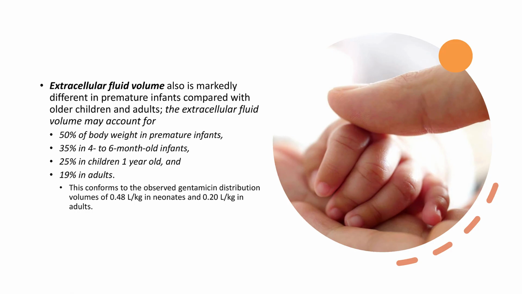Extracellular fluid, ECF, volume also differs markedly between premature infants, older children, and adults. In premature infants, the ECF may account for up to 50% of body weight, compared with 35% in 4 to 6-month-old infants, 25% in 1-year-old children, and 19% in adults. These variations are reflected in the pharmacokinetics of certain drugs. For example, the distribution volume of gentamicin is 0.48 L/kg in neonates compared with 0.20 L/kg in adults, demonstrating how age-related differences in body composition can affect drug distribution.